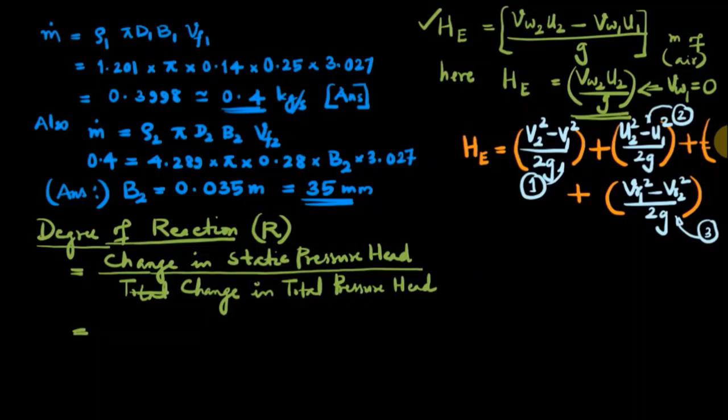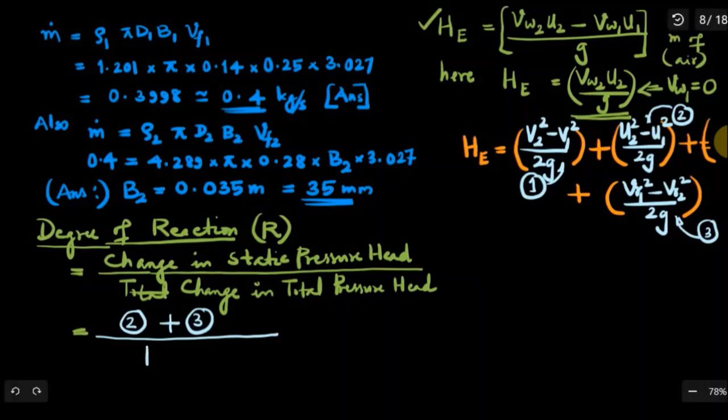See, now you consider this expression, degree of reaction, that is change in static pressure head divided by change in dynamic pressure head. What does it imply? Change in static pressure head means the two terms are representing the change in static pressure head collectively. Which are the terms? 2 and 3, that is U2 square minus U1 square by 2G and VR1 square minus VR2 square by 2G, that is there in the numerator, divided by change in total pressure head. What is that? 1 plus 2 plus 3, all the three terms together. That is change in dynamic pressure head as well as change in static pressure head.